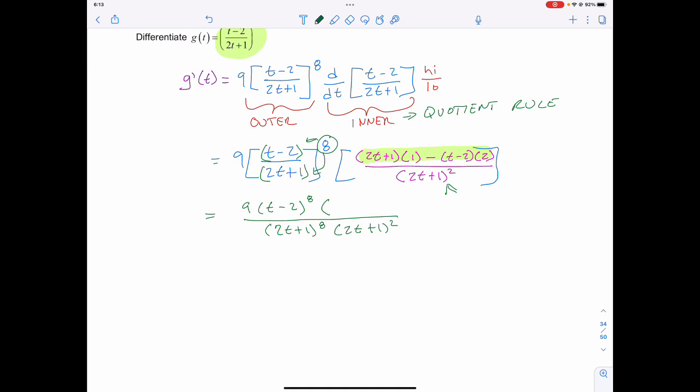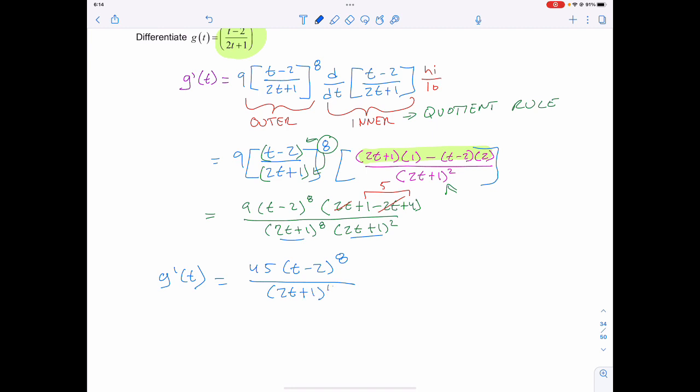And up in the numerator, when I take the 2t plus 1 minus (t minus 2) times 2, then that's going to give me 2t plus 1 minus 2t plus 4. Well, a positive and negative 2t are going to cancel each other out. And all I'm left with is that 1 and 4 are going to give me a 5. Which means that g prime of t is going to equal, well, the 9 times 5 is going to give me 45, (t minus 2) to the power of 8, and in the bottom, those are the same base, which means I have (2t plus 1) to the power of 10, and that is fully simplified.